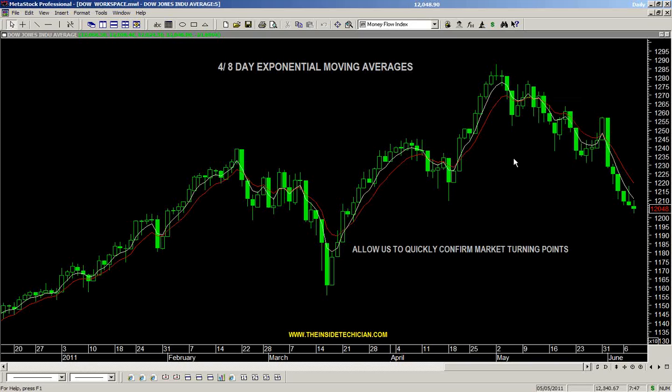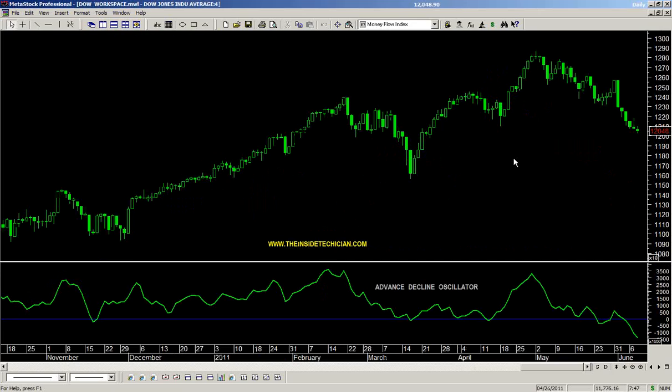I like the 4 and 8 day pair on the market side because it hugs these market turning points to give us the kind of confirmation that I look for, that I won't trade without. And I don't want you to either, until you're absolutely sure. One confirms the other, that confirms the other, until we are sure that we are on the right side of the market before we trade anything.